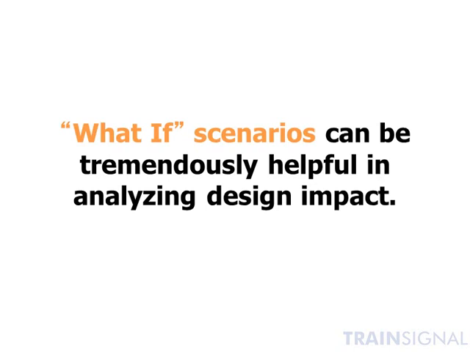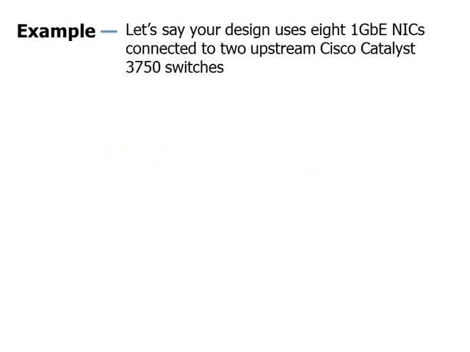The idea here is that you can take your design and you can take one aspect of your design. We're going to focus specifically on the network portion here, but this technique can be used in any area of the design. But what would happen if you were to take one particular part of that design and then change it? So if we say, okay, I've got a design and it's using 8 1 gigabit Ethernet NICs, and I'm connecting them to a pair of upstream switches here.